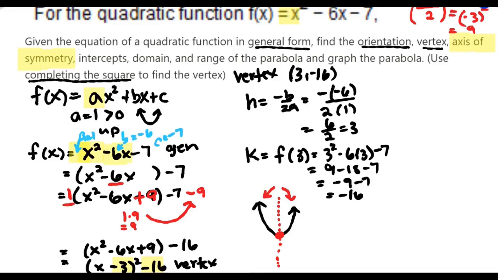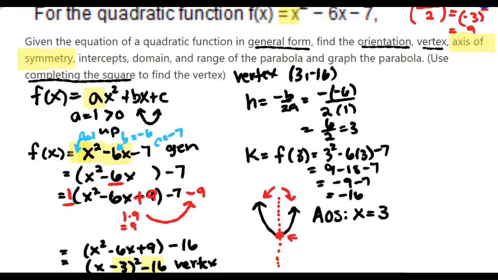So what we need to know is the vertex in order to state what the axis of symmetry is. The axis of symmetry will be a vertical line. The equation of vertical lines is x equals, and we'll use the x-coordinate of the vertex to state what that vertical line is. So the vertical line x equals 3 is the axis of symmetry for this function.